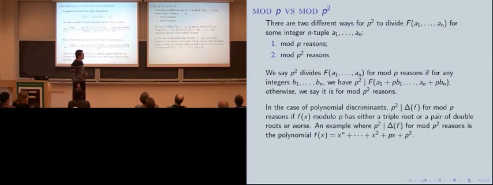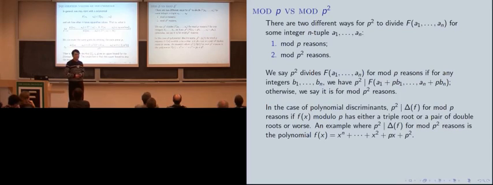So what does this all mean for discriminants? For discriminants being divisible for mod p reasons means if you reduce f modulo p, then they either have a triple root, a pair of double roots, or worse. So for these polynomials, if you modify them by multiples of p, then it won't change what it looks like mod p. It will still have these singularities, and therefore p squared will still divide the discriminant.